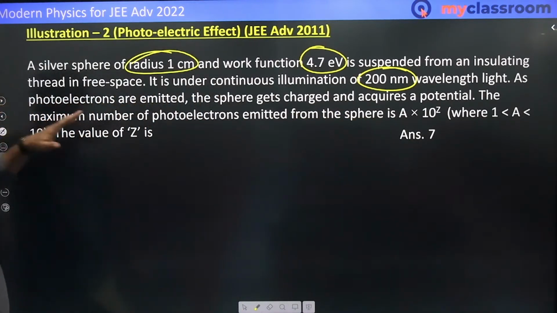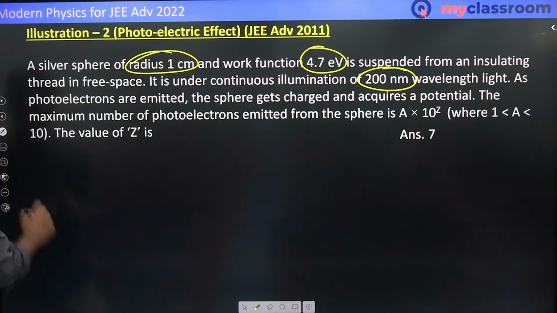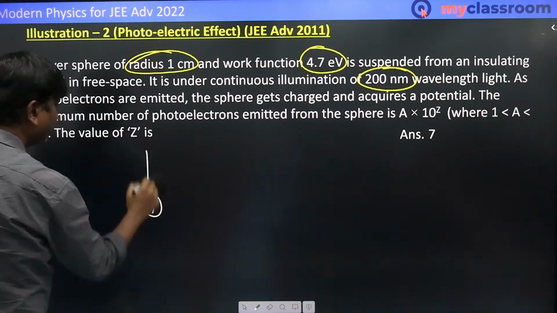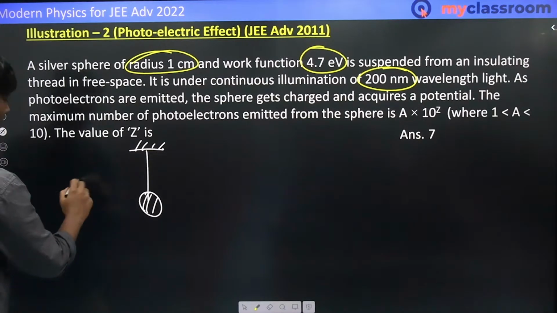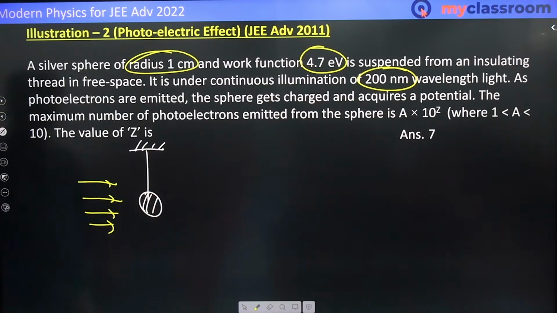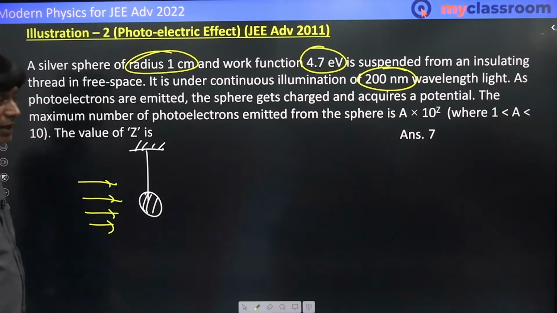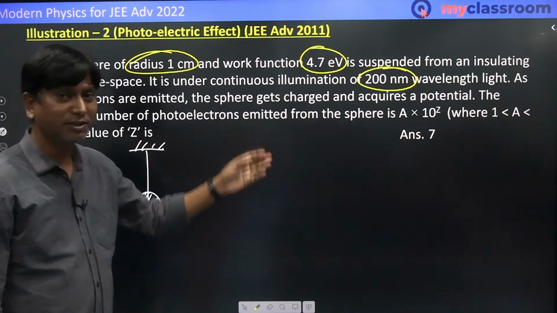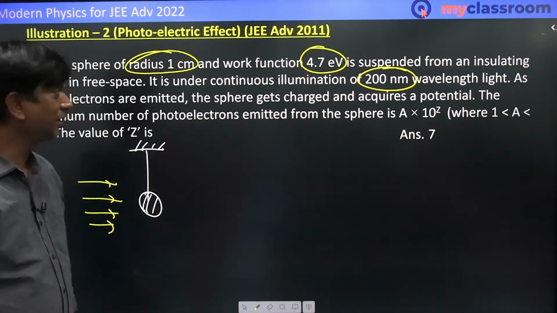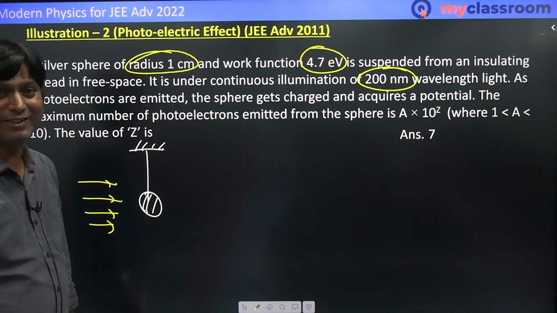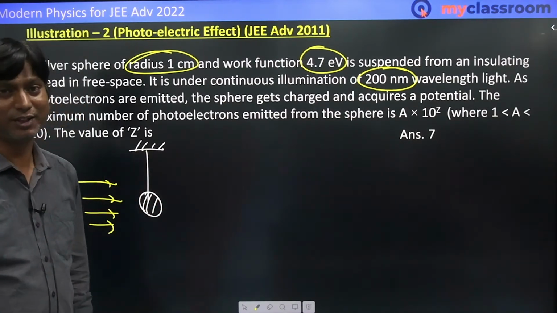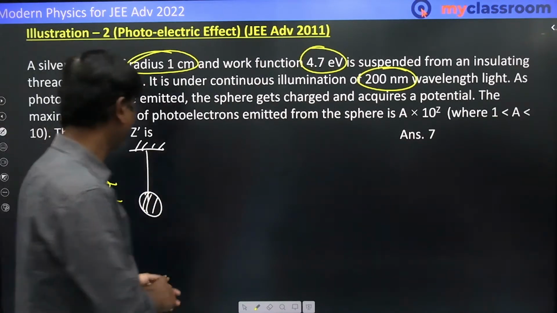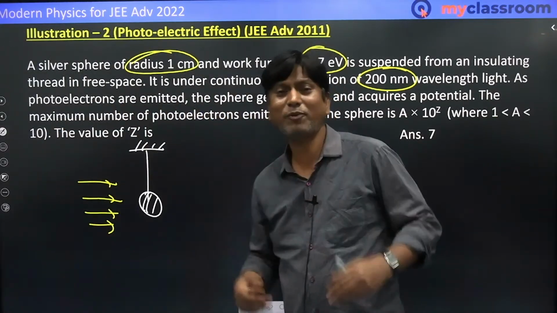Right? See, suddenly look at this, what was happening? The sphere is suspended by an insulating thread. So it is under continuous illumination of some light. So light is falling, right? Whenever light is falling on this, electromagnetic radiation is falling on that, electrons are ejected. And as and when the electrons are ejected out, since it is a silver sphere, a very good conductor, it is acquiring the positive charge. So when it is acquiring some positive charge and electrons are ejected out, after some time what happens?